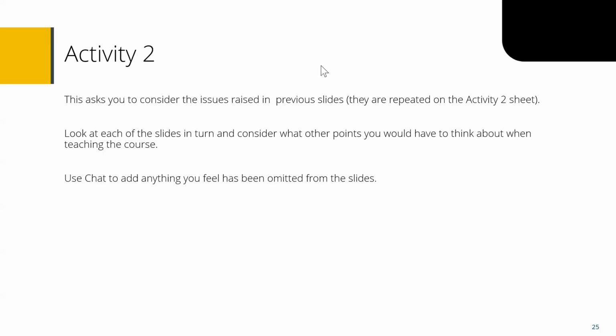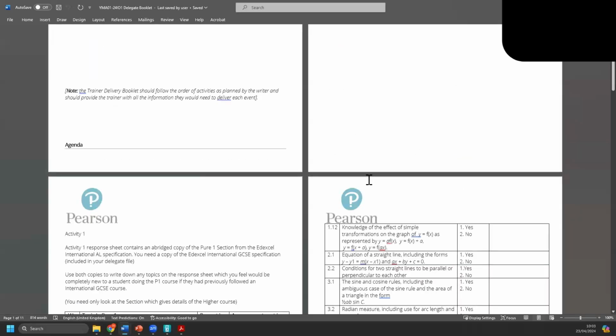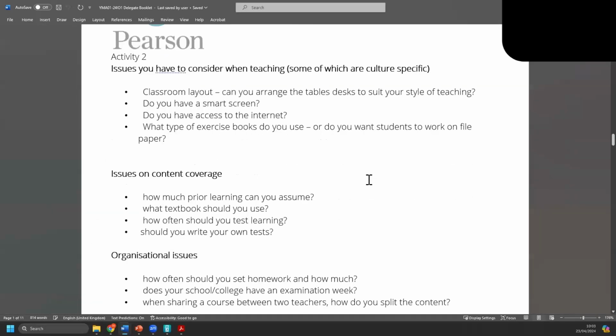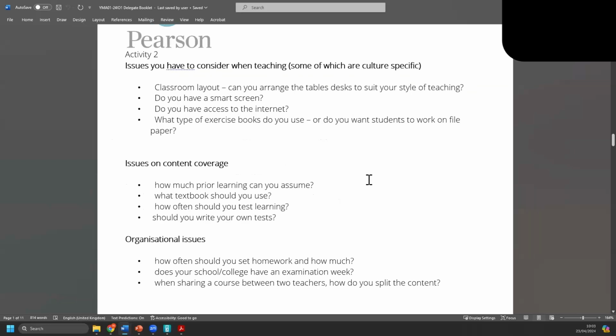So the key points are on the actual sheet. So I'll show you. If we go back to that delegate booklet as well, just to make sure everyone's there, I'll put it down here in case you don't have access to it for whatever reason. That's what people should be seeing. So, issues you have considered when teaching, some of which are culture specific. Those are the points I mentioned: the content coverage, and then the organization. Reflect, maybe put a comment next to each one, and then perhaps add any other comments that you want as well. So I'll give you about 4 to 5 minutes on this, and then we'll carry on. Thank you.